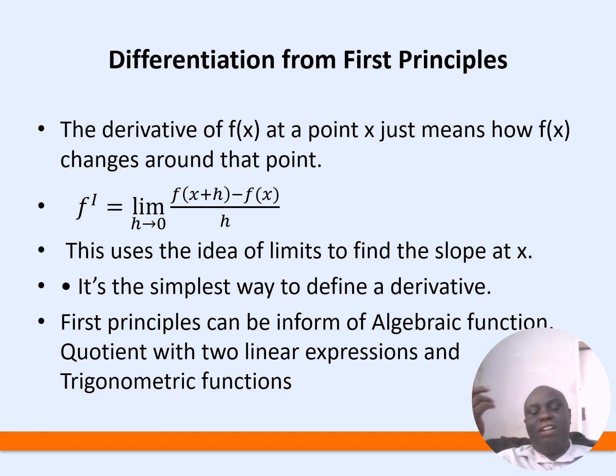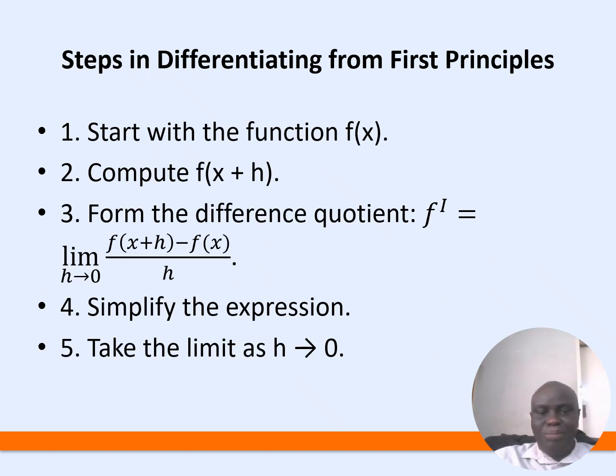First principle can be in three forms: the algebraic function, the quotient function, quotient with two linear expressions, and then the trigonometric function. These three topics can be solved by first principle. So we're going to touch all of them with one or two examples. Let's go to the next slide and see.